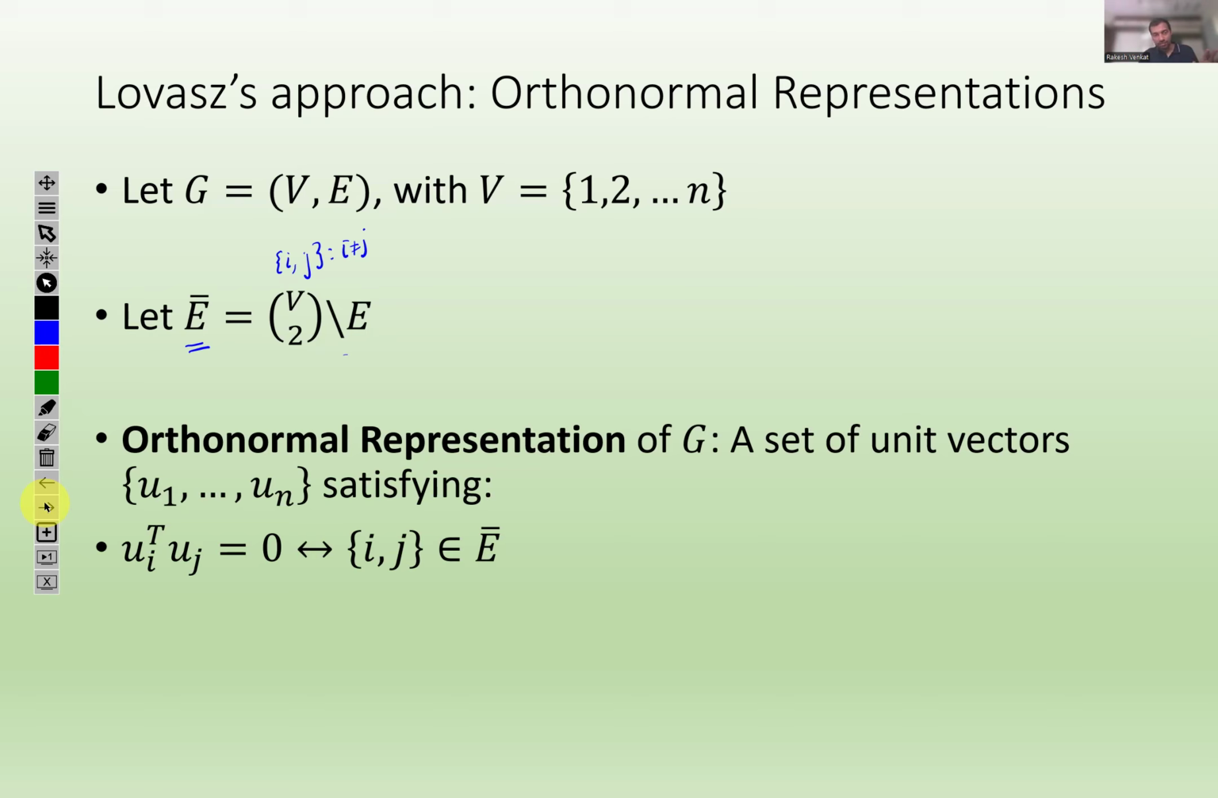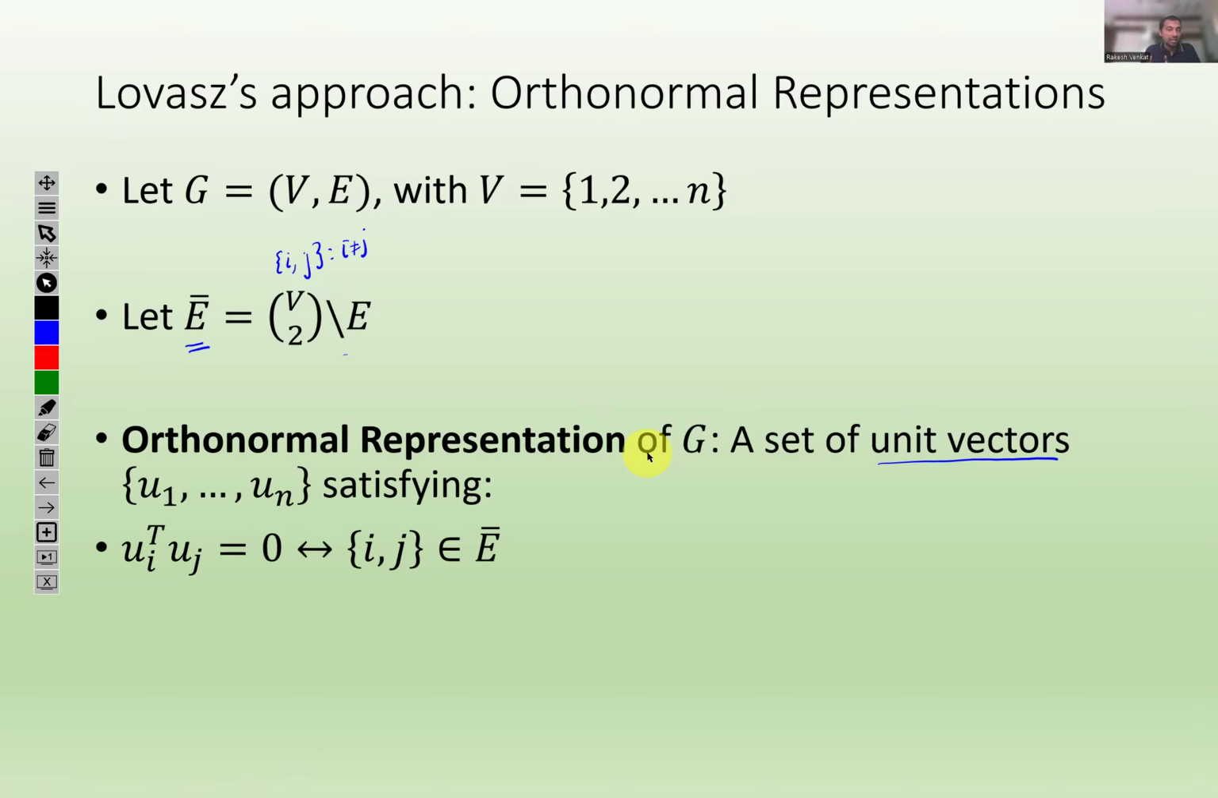So you're given a graph G, and you want to assign a vector for every vertex, a set of unit vectors. Let me call the unit vectors u1 to un for the vertices 1 to n. So u1 is the vector assigned to vertex number 1, u2 is the vector assigned to vertex number 2, and so on. So for every vertex, you get this vector.